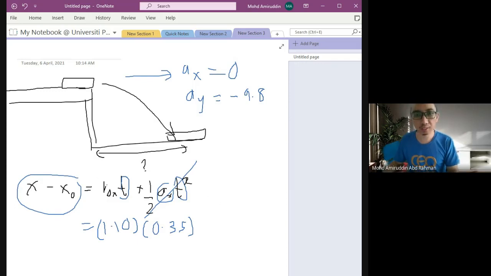Okay, now we look at C. So for C, we are given the horizontal and vertical components of velocity, and the magnitude and direction of its velocity just before the book reaches the floor. Okay, just before the book reaches the floor.